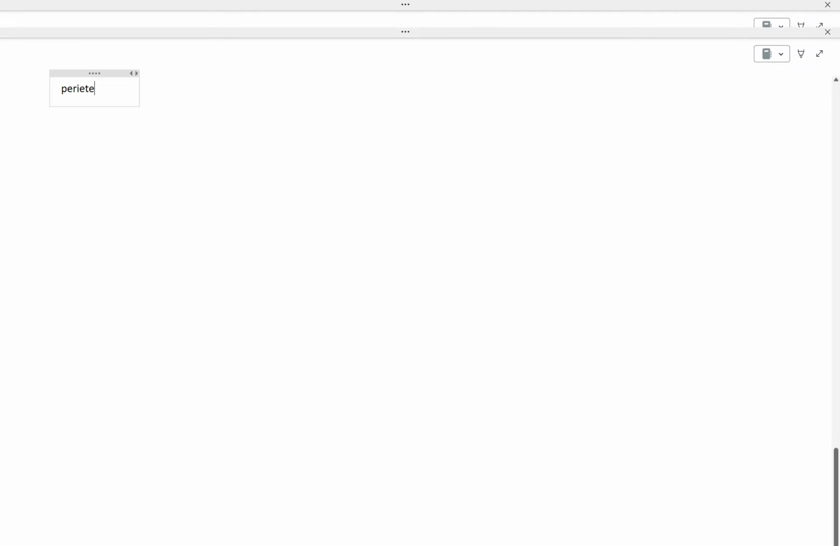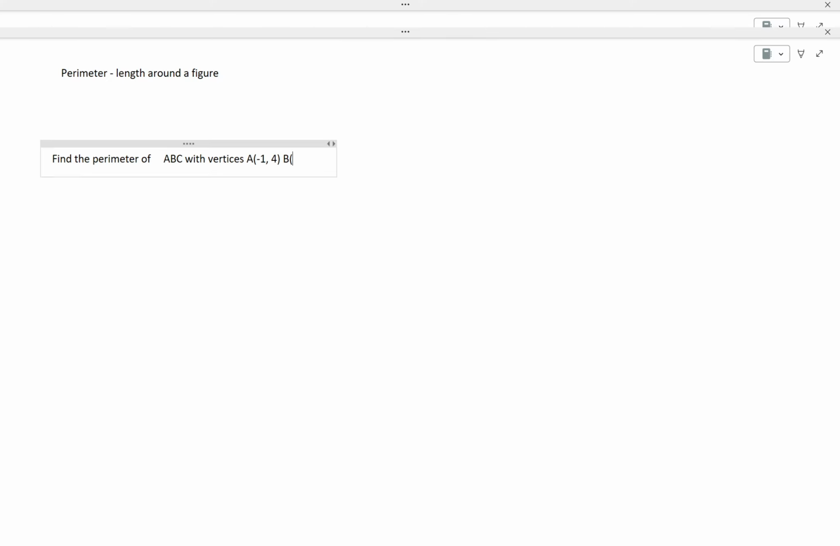The perimeter. A perimeter is the length around a figure. Okay? So, let's get down to it right here. I want us to find the perimeter of, and then I'm going to leave a space there. It's this triangle ABC with vertices in the coordinate plane that are A, which is -1, 4. We have B, which is 2, 4. And we have C, which is 2, -1.